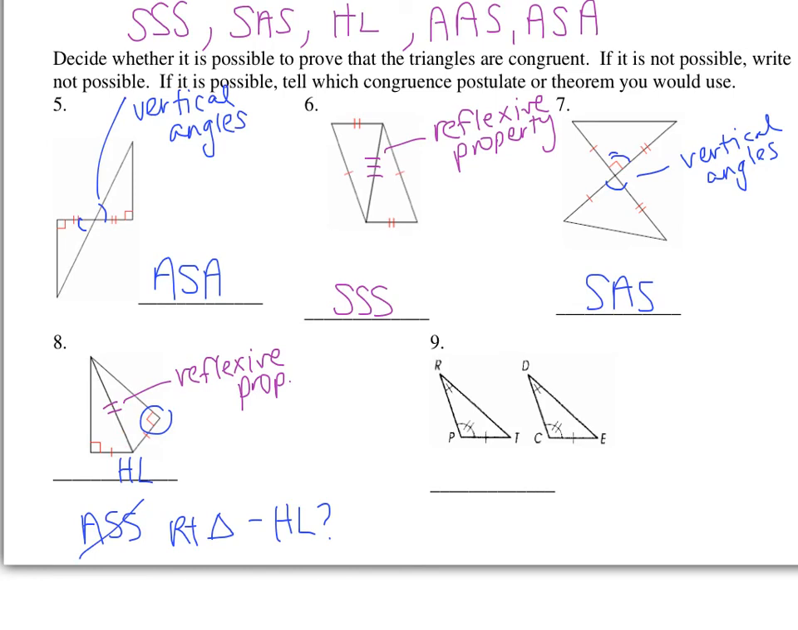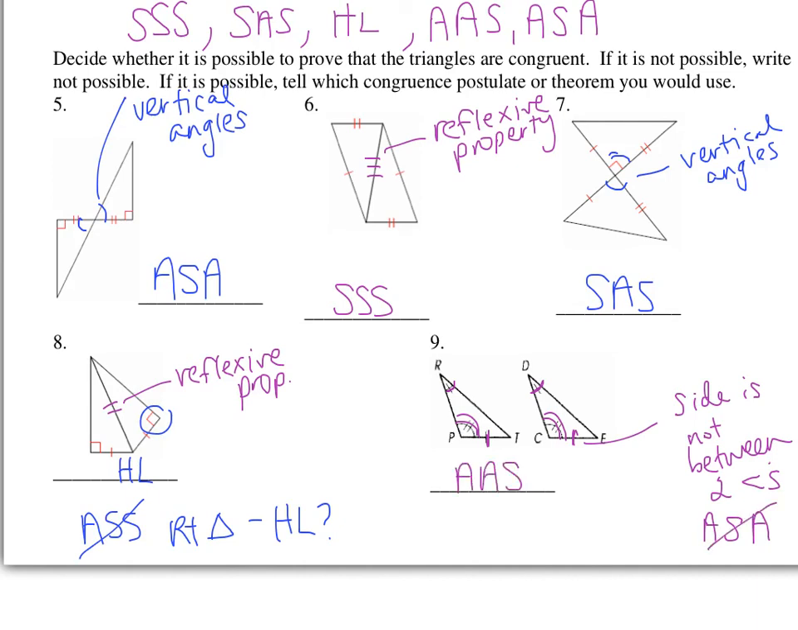For number 9, you can see that we have two different sets of angles that are congruent, so it's marked a little differently, and one side. And notice the side is not between the two angles, so this means that we cannot have angle, side, angle, because the side's not between them, so we have angle, angle, side as our reason of why those two triangles are congruent. So we've got an example of all 5 of the postulates or theorems that we've seen in this whole unit.